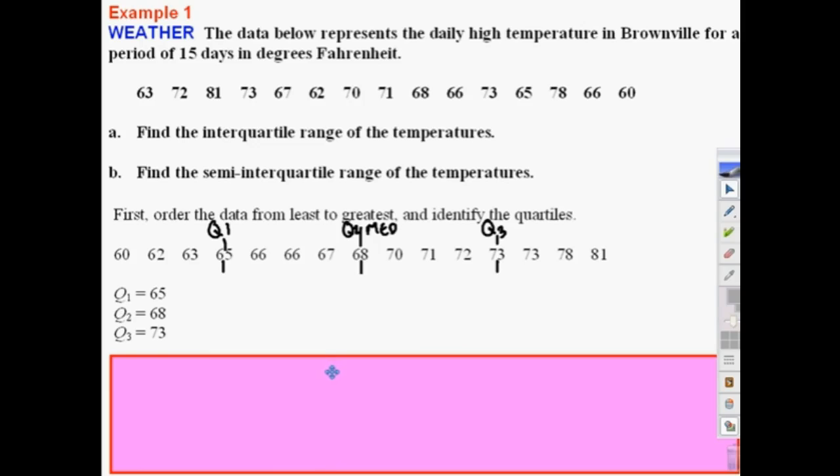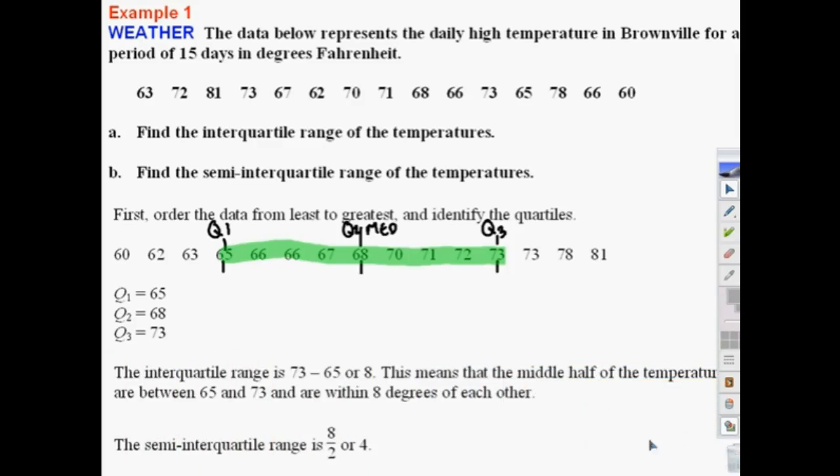Okay, so then the semi-interquartile range. So I begin by finding the range of the inner quarters, which are the end of the second quarter and the third quarters. So 65 to 73, that's a difference of 8. And so I'm going to do semi, which means half of that. So I will take half of that 8 degrees, which is 4. So I have an interquartile range of 8 and a semi-interquartile range of 4.